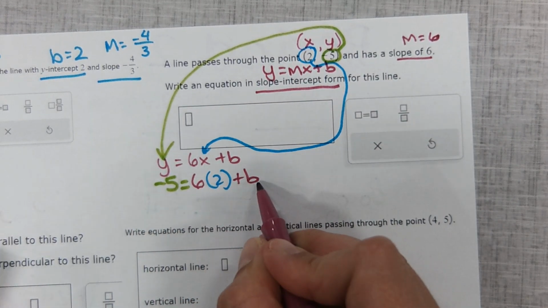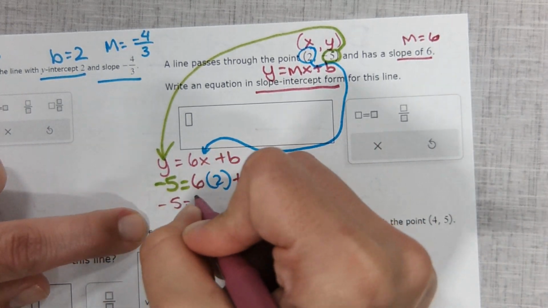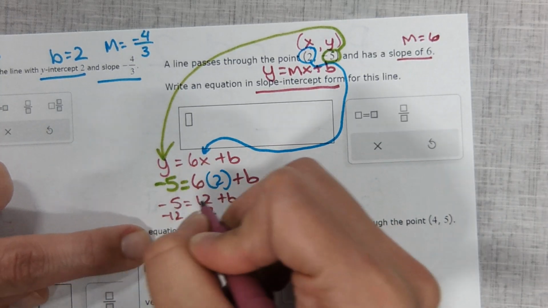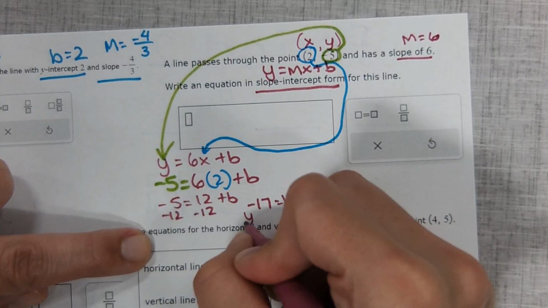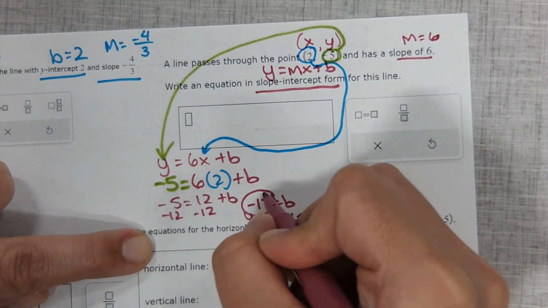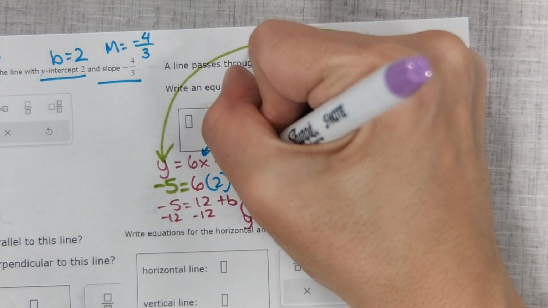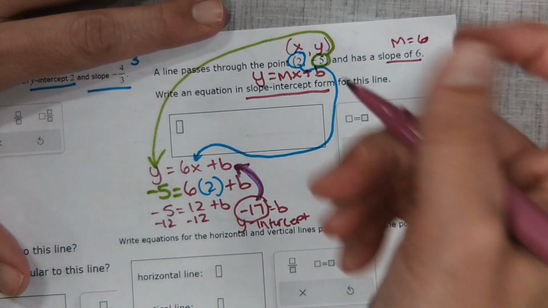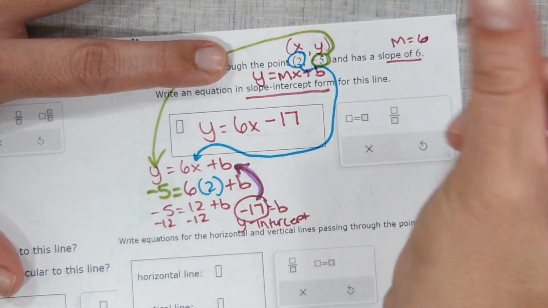And then we can solve for our y-intercept and then plug it into this equation here. So you get -5 equals 12 plus b. To get b by itself, subtract 12 from both sides. -17 equals b. So that's our y-intercept. And we can take that number and plug it in here. So y equals 6x minus 17.